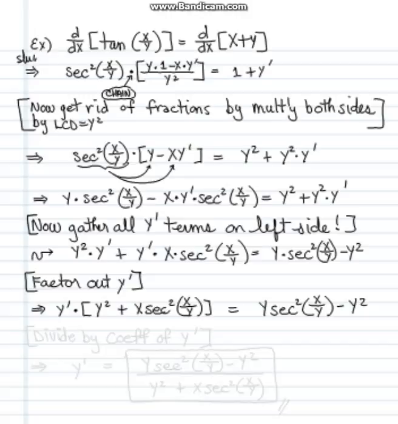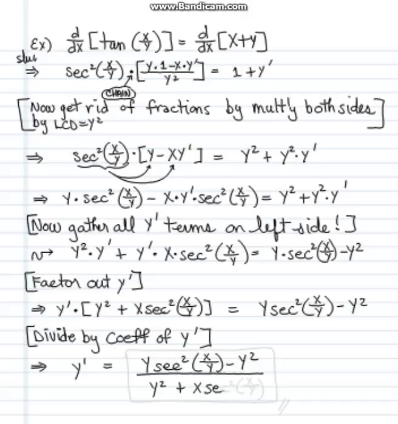Okay, now we're going to get y prime alone by dividing both sides by the coefficient that's multiplying y prime. It's the stuff in the bracket. We get y prime equals y secant squared x over y minus y squared over the coefficient y squared plus x secant squared x over y. Not that hard. We've done a couple of those.